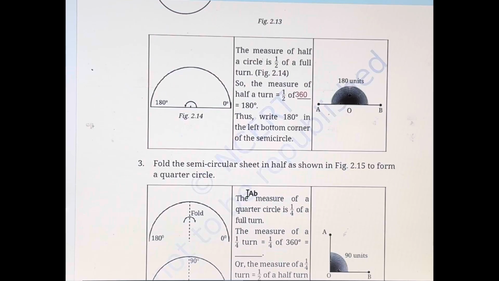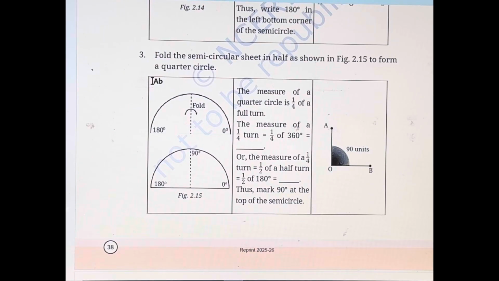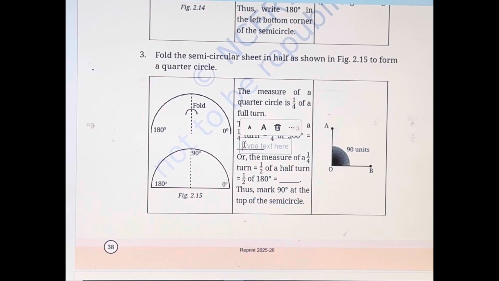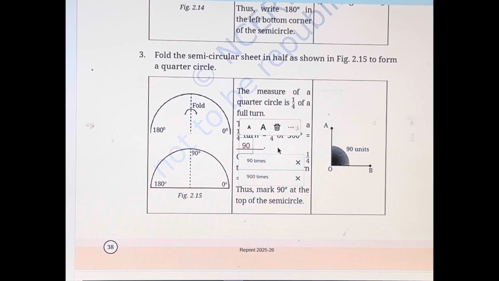This is 180 degree. Now further, we will fold the semicircle sheet into half. Once again you fold it into half from this crease line. You can see the fold is here, it will make a crease, right? So the measure of a quarter of a circle is 1/4 of the full turn. What is 1/4 of the full turn? 1/4 of full turn will be 90 degree, means 360 divided by 4 is 90 degree. Or you can also say it as half of a half turn, that is half of 180 is also 90.